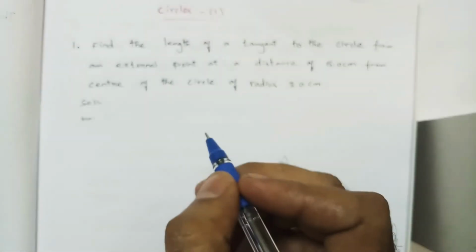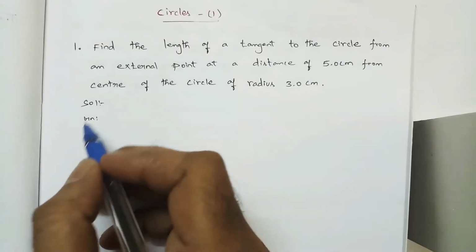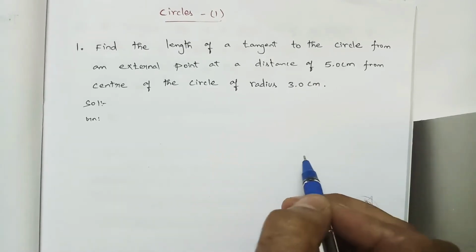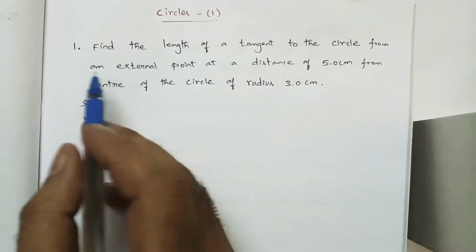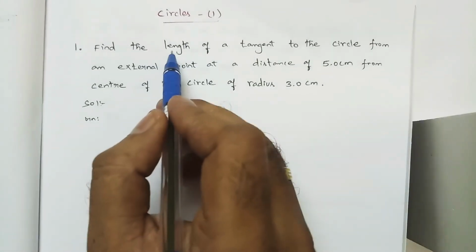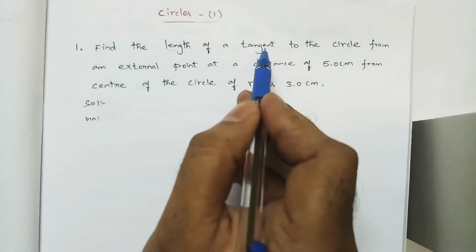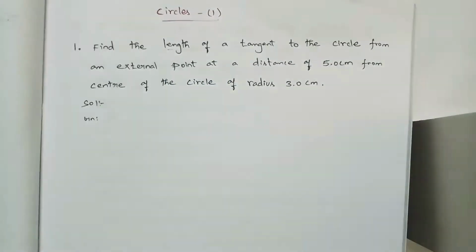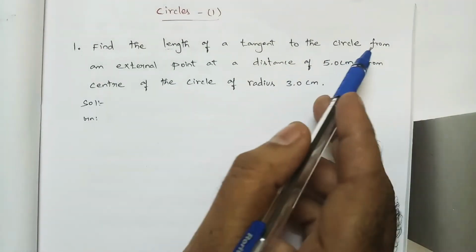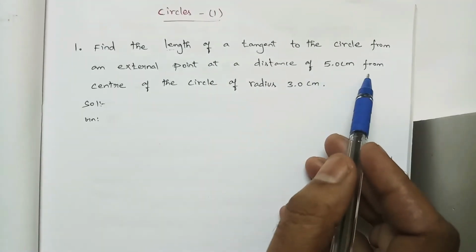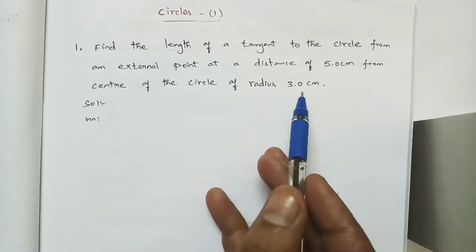Okay, first we will read the question and sort out the given, and based on that first we will draw the diagram, and what they ask you to find we will find it, right? Okay, so number one, find the length of a tangent to a circle. So what we want to find? Length of a tangent. We want to find the length of the tangent to the circle from an external point at a distance of 5.0 centimeter from center of the circle of radius 3.0 centimeter.